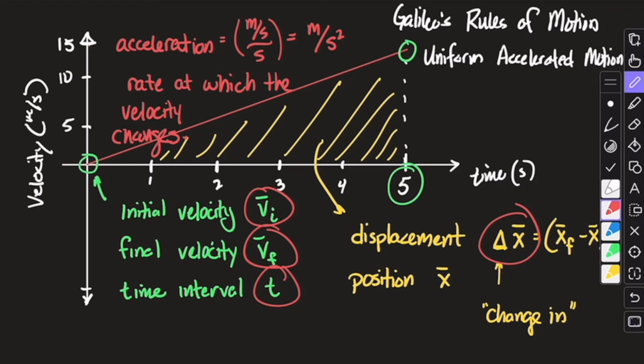This one I've given as an example is pretty easy. This object is speeding up. And that's pretty easy to figure out, because it started at rest and after a while it's going 15 meters per second. That's clearly speeding up.